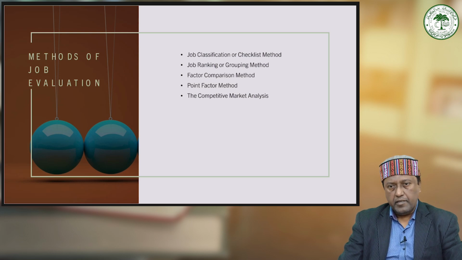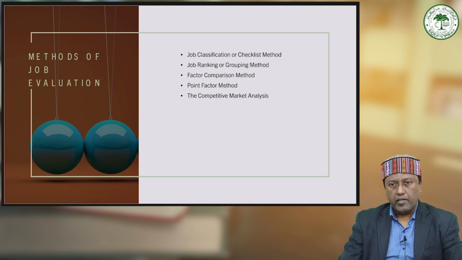Limited flexibility is another limitation of the job classification method, namely limited flexibility in adapting to changes in job roles, organizational needs, and market conditions. Once jobs are classified into predetermined classes or grades, it can be challenging to adjust the classification structure to accommodate evolving job requirements or shifting organizational priorities.